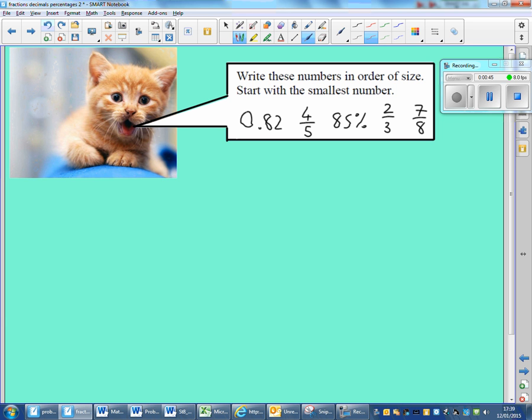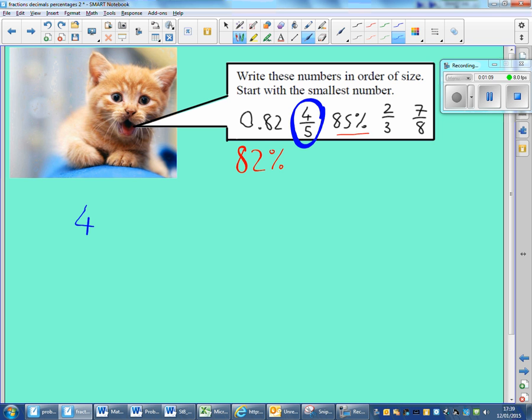One is already a percentage, so that one's absolutely fine. One is very easy to turn into a percentage. That one's just going to be 82%. I'm sure you've seen before decimals and percentages are very easy to deal with. The ones which are more difficult are ones like this 4/5 just here, which I'll deal with in blue.